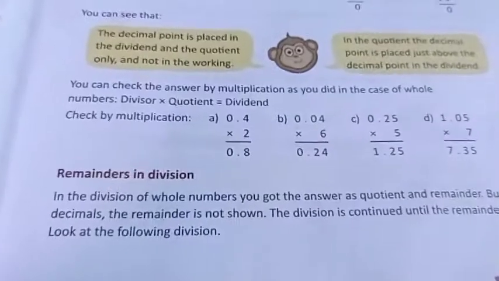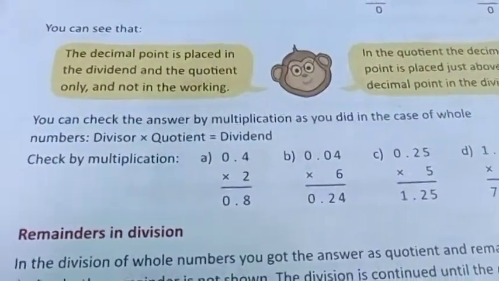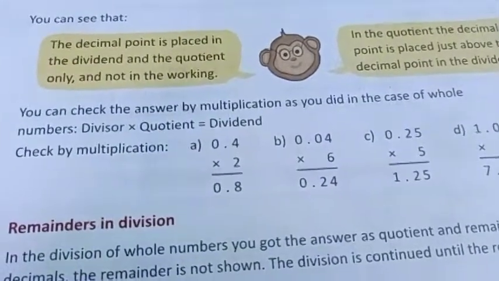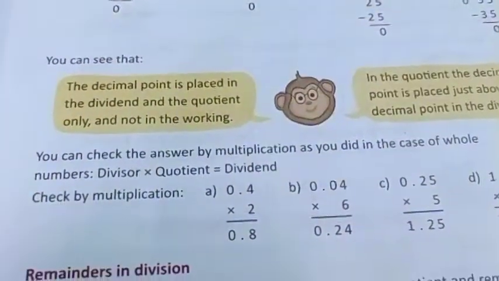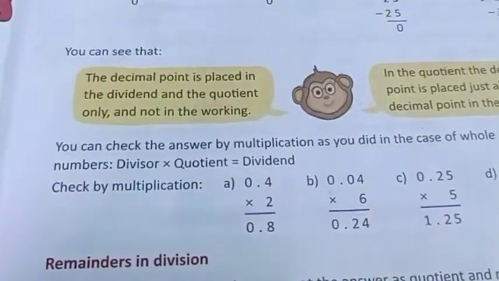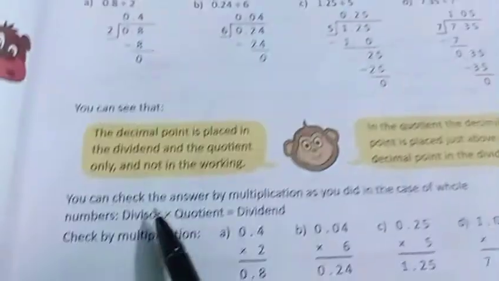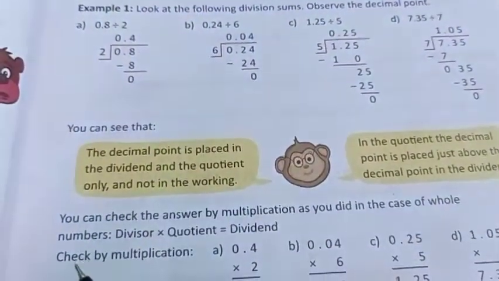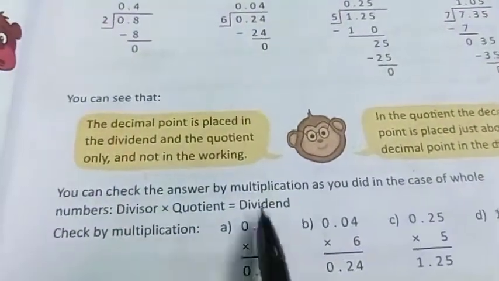And one thing you always know: to find the dividend, we used to do divisor into quotient plus remainder. But in the case of decimals, the remainder used to be 0. So to check whether your answer is correct or not, to find the dividend, we used to multiply the divisor and the quotient, because the remainder, you see, for every case it will be 0. That's why they have mentioned only divisor into quotient.